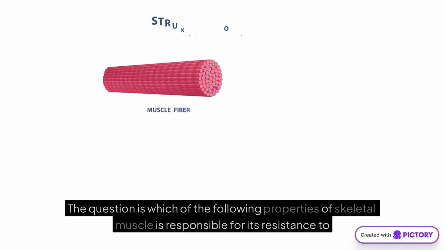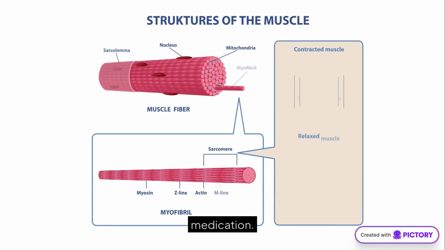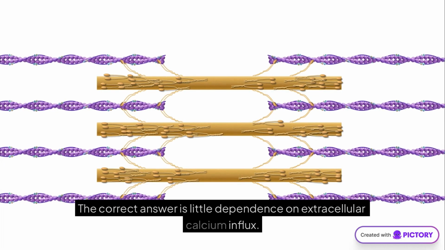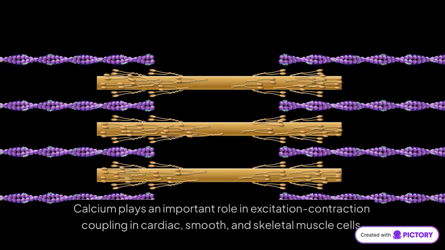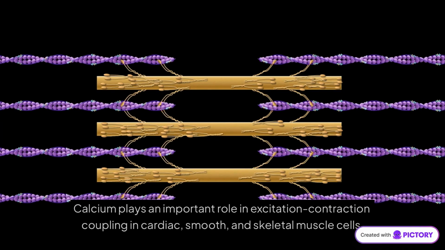The question is, which of the following properties of skeletal muscle is responsible for its resistance to medication? The correct answer is little dependence on extracellular calcium influx. Calcium plays an important role in excitation-contraction coupling in cardiac, smooth, and skeletal muscle cells.